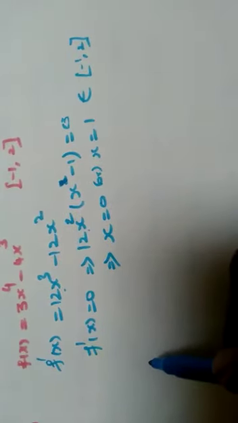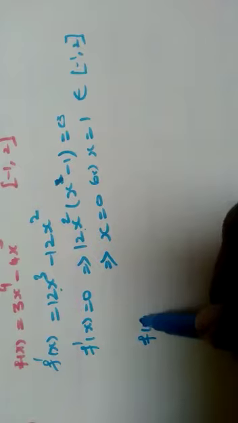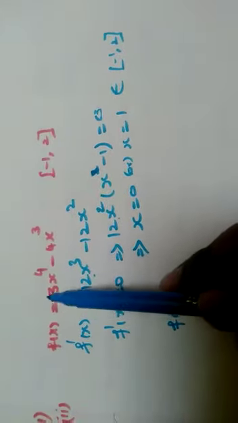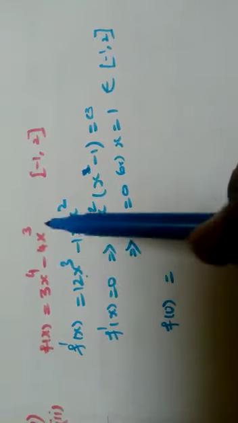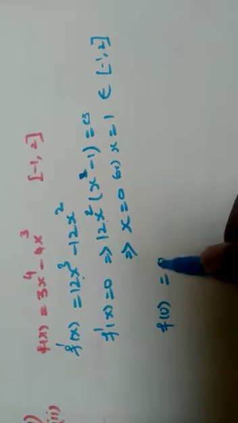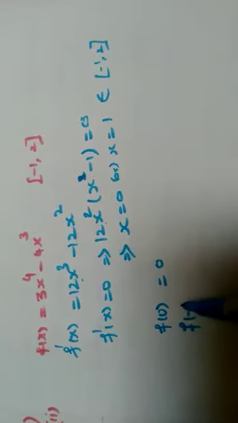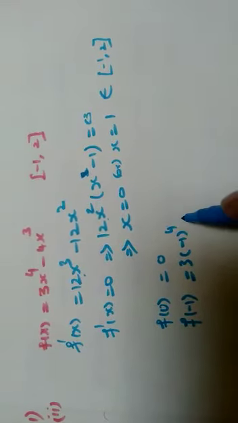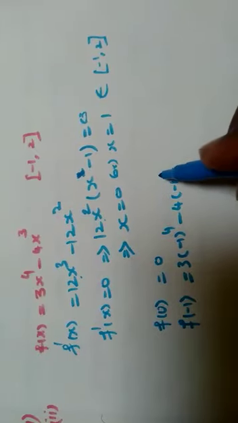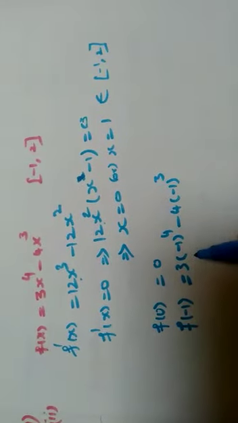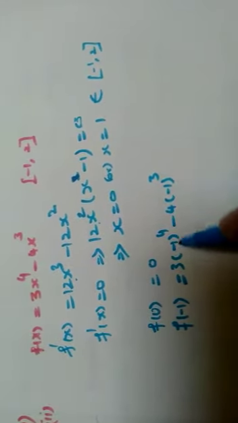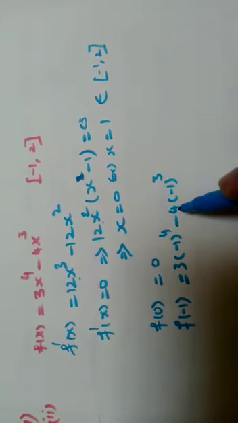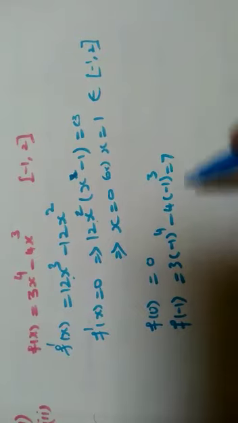First I am going to find the value of f(0), that means substitute the 0 value in the given function, 3x^4 - 4x^3. Substituting x = 0 we get 0. Then f(-1) = 3 into (-1)^4 minus 4 into (-1)^3. Simplify this: this is 3, this is minus 4 which changes to plus 4. So the answer is 7.